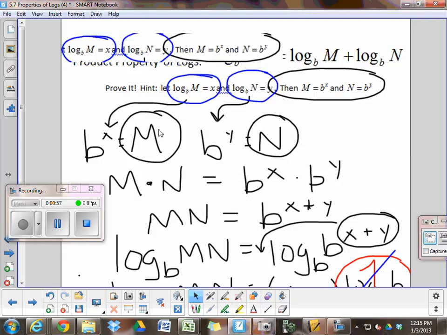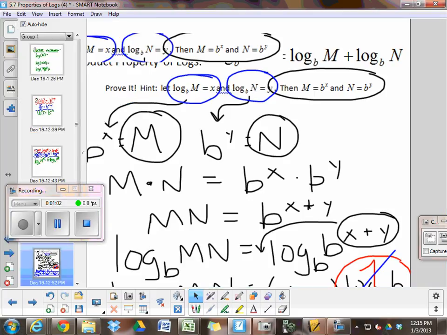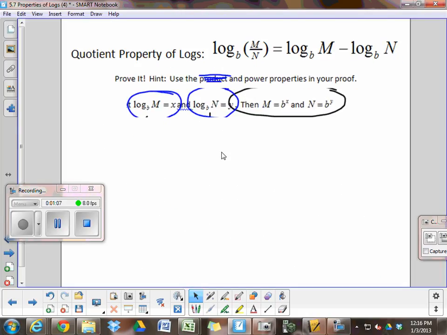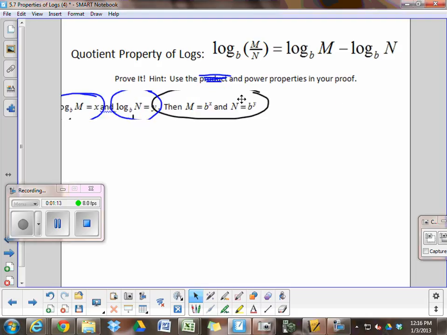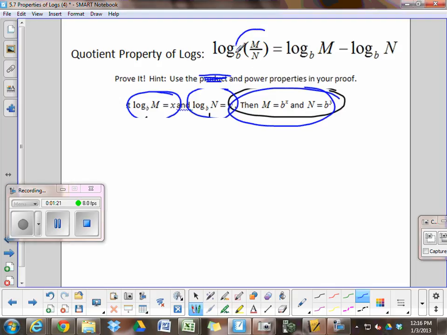Okay, and then I'll drag it over to the other page. All right, so let's start with this hint. So we're going to start by saying that m equals b to the x, and n equals b to the y. The next step will be to divide them, because that's part of what we're trying to prove, is that those two things are divided. So if m is divided by n, that would mean that on top would be b to the x, and the bottom would be b to the y.